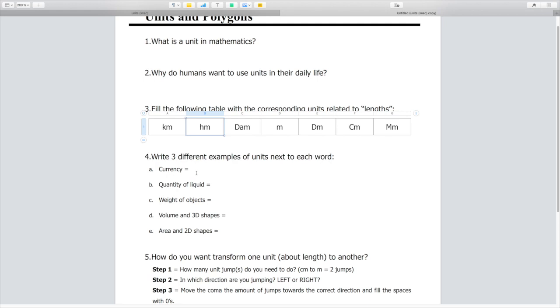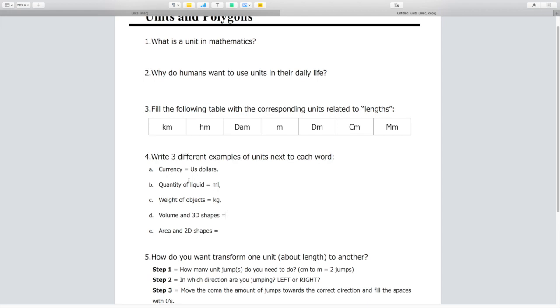Currency, try to think about 3 types of currency. Quantity of liquid, think about 3 types of units related to quantity of liquid. I'll help you with 1. Milliliters, think about the rest. Check on the internet if you want to know. Weight of object, I helped you with 1. Kilograms, think about 2 others. Currency, I'm going to help you. US dollars, think about some others.